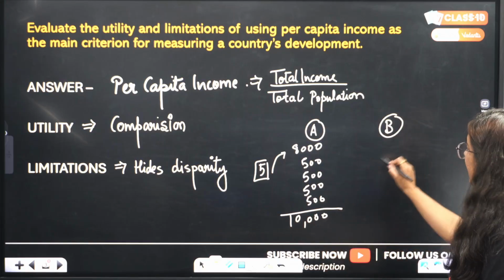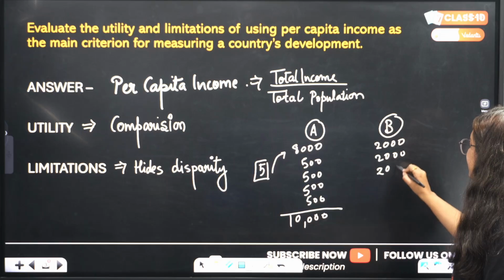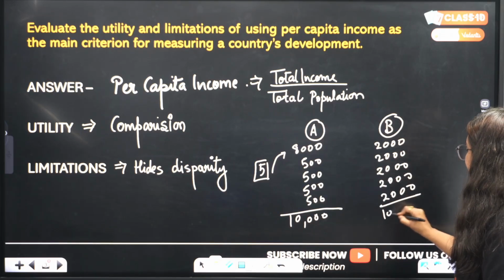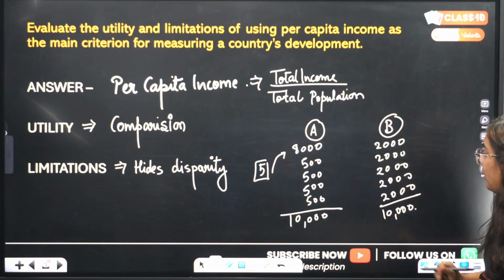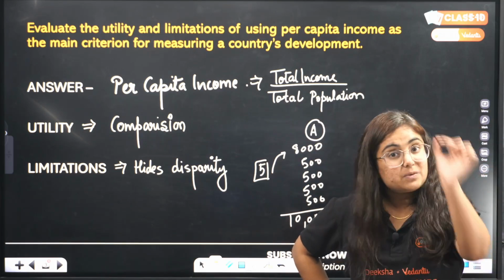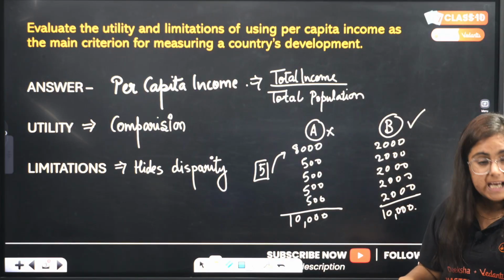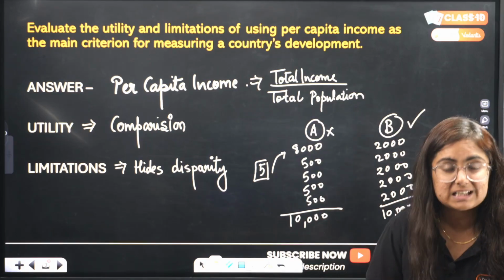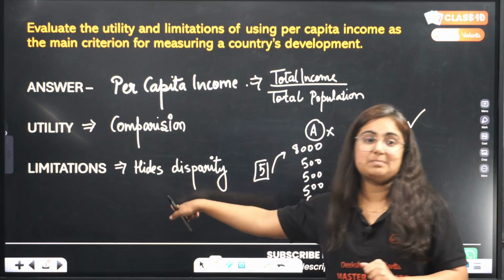But what if in country B, everyone is earning 2,000? That means everyone here is equally developed. Now since we calculated the total income, we will figure out the average income by dividing total income upon total population, and we will get an average income of 2,000 per person. But this is good only for country B but not for country A. Is everyone in country A earning 2,000? No. So will it show the differences? Will it show the disparity? No, my dear students. It hides disparity.